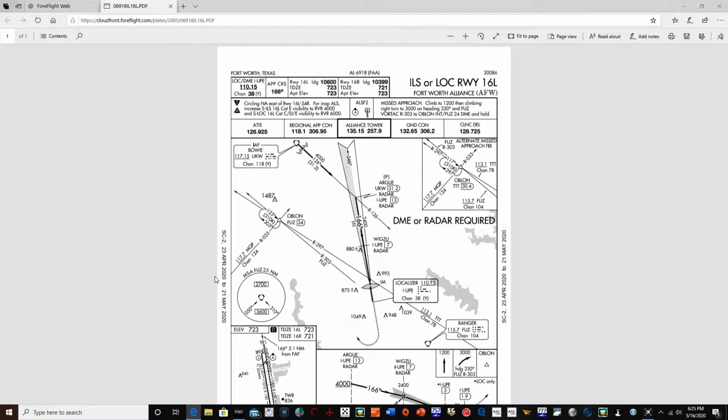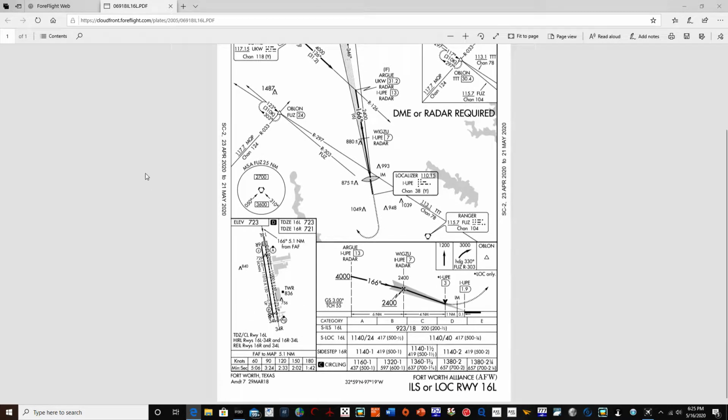On the ILS approach, usually for the ILS 16 left into Alliance, the ATC will vector us in between these two points, RU and WIGZU. And we'll probably be at about 3,000 feet. Now, you see this 4,000 and this 2,400. These are the altitudes we need to cross these fixes at. The line below them means that we can cross these fixes at or above these altitudes, but we cannot legally go below these altitudes until we have crossed these fixes.